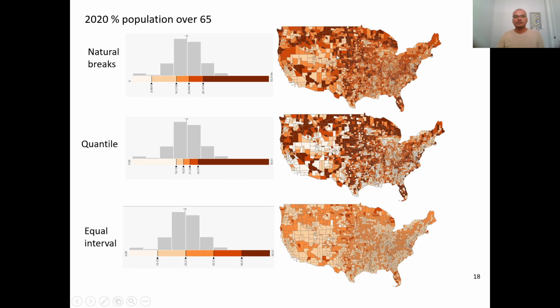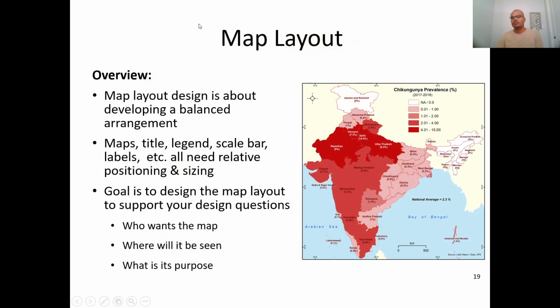So this natural breaks approach may be appropriate for displaying the percentage of population over 65 years. And this is the way we have to decide. You can prepare in different classification methods, and you can compare and contrast, and you can decide which class interval method is appropriate for representing your message. Once you have symbolized your data, then the final step is layouting. We call it map layout or map designing.